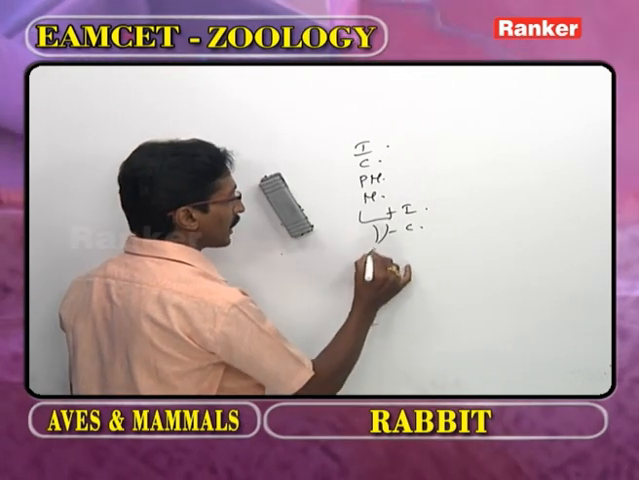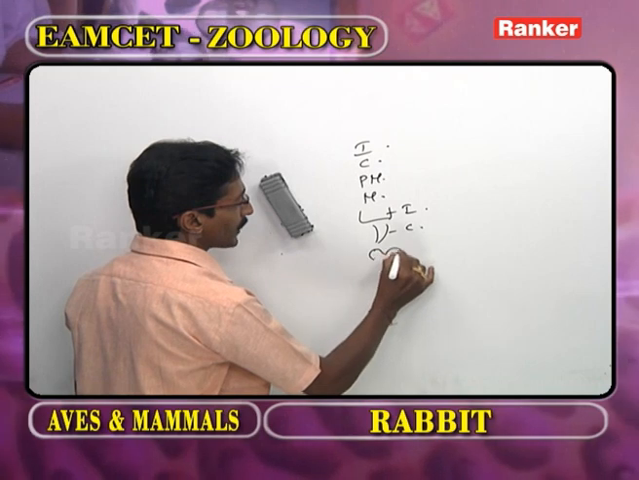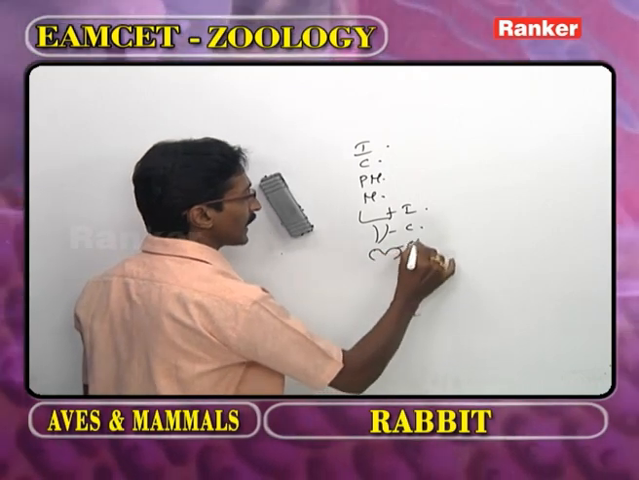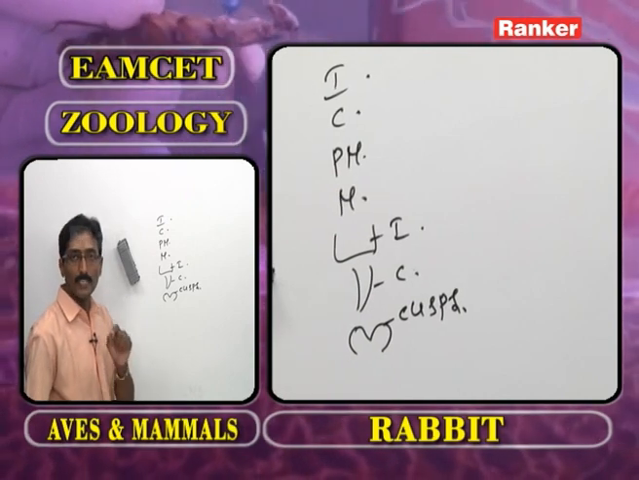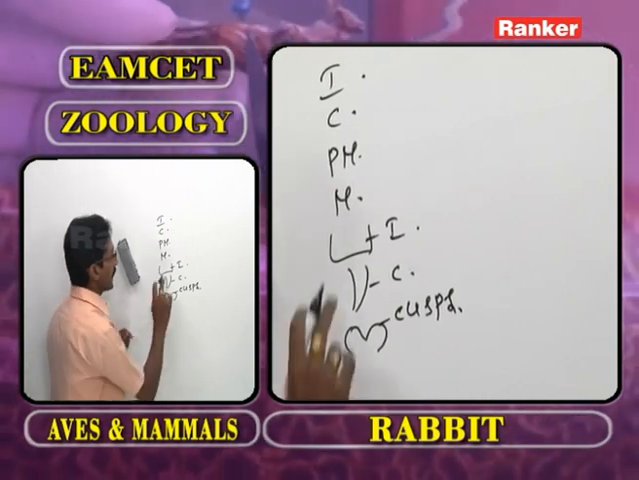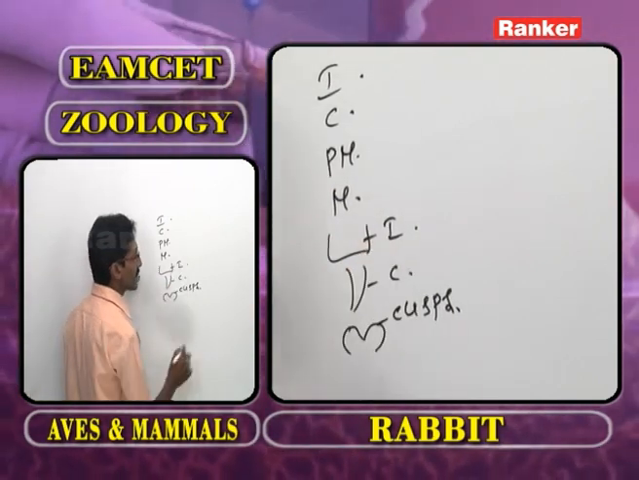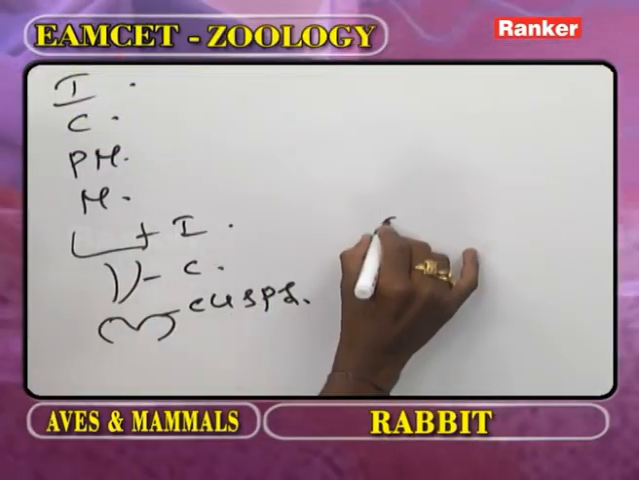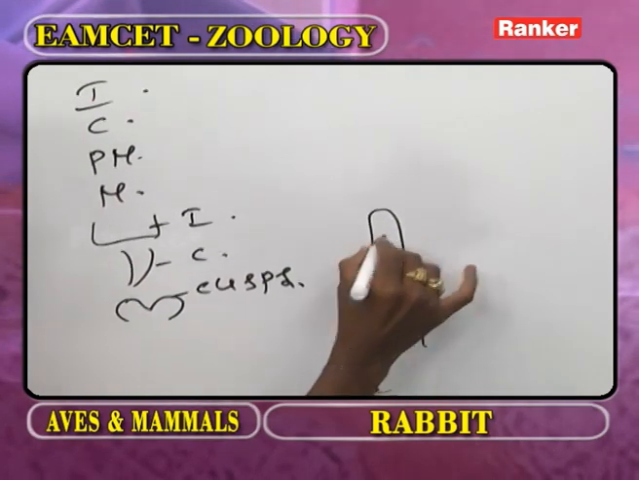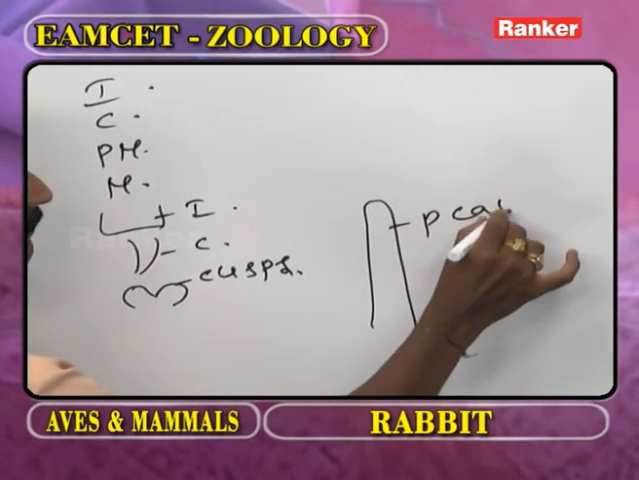What about the premolars and molars? The premolars and molars having cusps. What is the meaning of the cusps? Folding. Now, as we observe the incisors, now this is the pulp cavity of incisor. This is the pulp cavity.